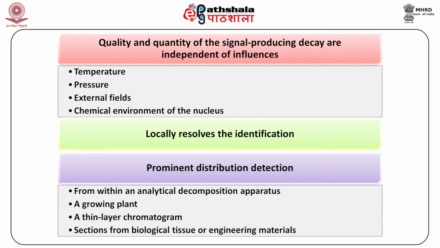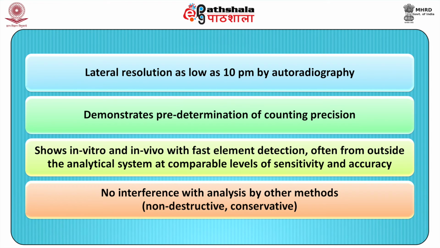Prominent distribution detection, for example, from within an analytical decomposition apparatus, a growing plant, a thin layer chromatogram, or sections from biological tissue or engineering materials. It has a lateral resolution as low as 10 picometer by autoradiography. It demonstrates predetermination of counting precision.